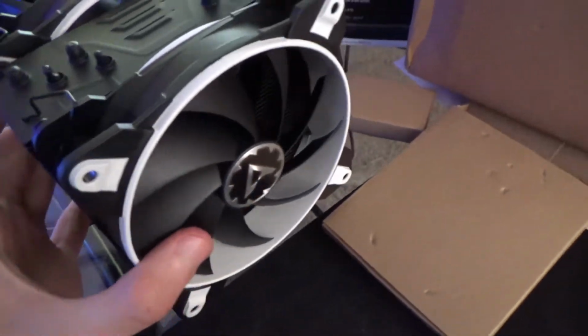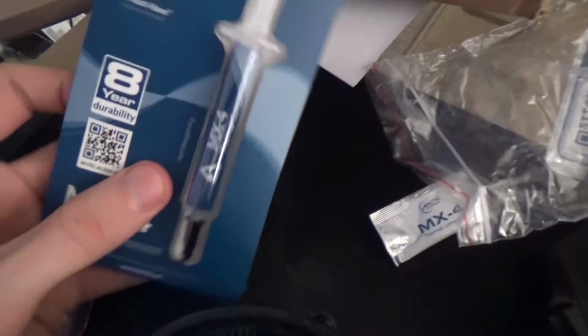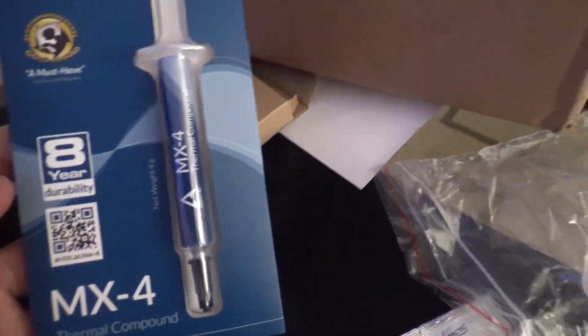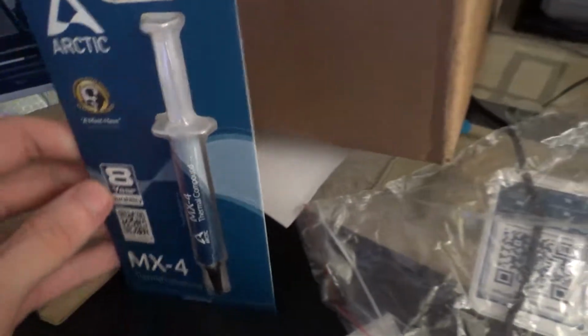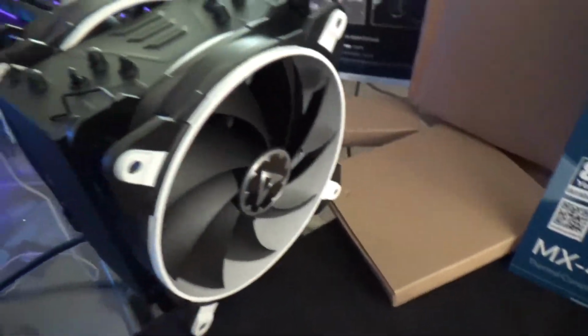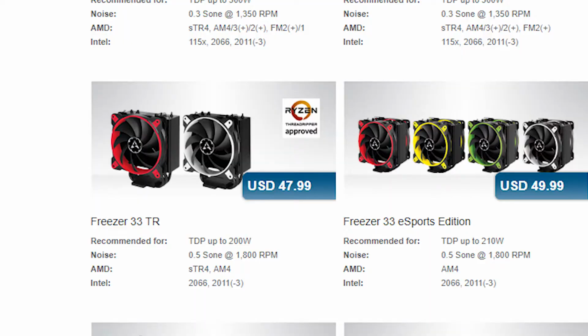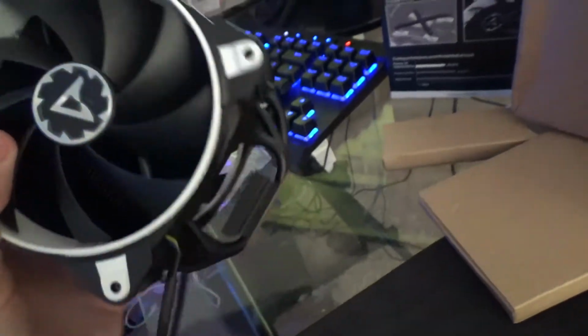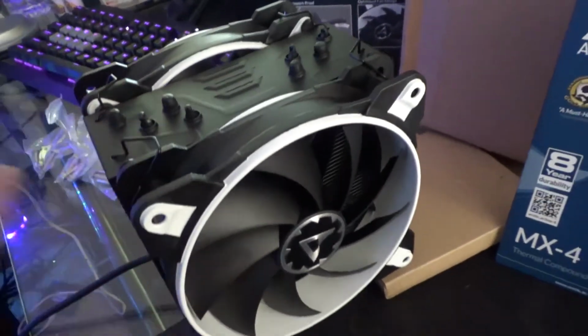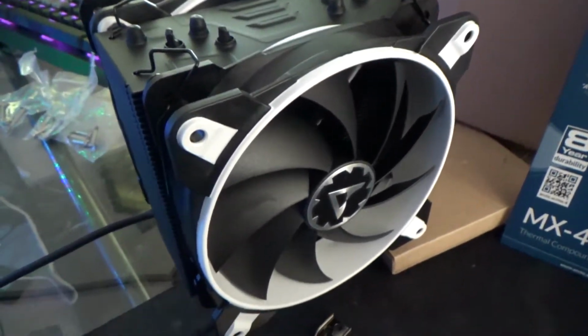So this heat sink is about $50 on the website, and then the MX4, rated for 8 years of durability, is available for $8 on the website. Now, if you do have Threadripper, there is a specific cooler for Threadripper. It's just like this. I think it has a bigger surface, though, I assume, for the mounting. And it costs, I think, a couple dollars less.